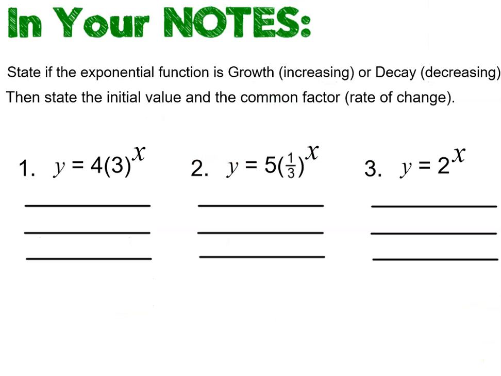All right, let's give it one more try. Read these directions carefully. The first thing to write is increasing or decreasing, right? Tell me whether it's growth or decay. On the second line, state the a value, which is the initial value. And on the third line, state the b value, or the common factor, the rate of change. Pause the video and give this a go.